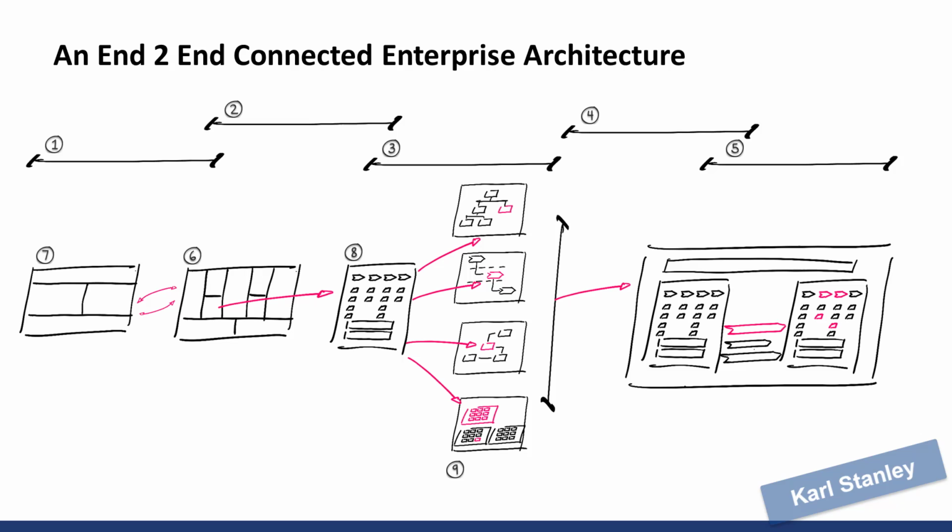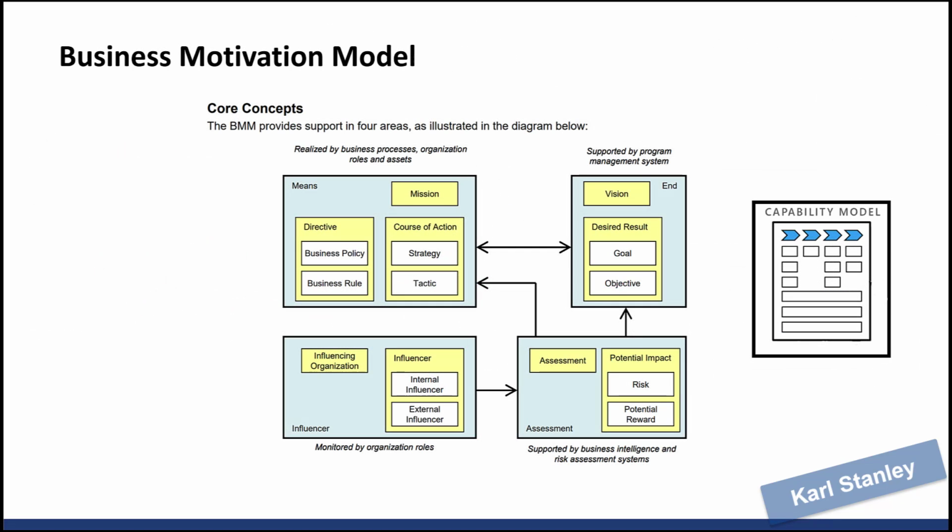Connected enterprise architecture model and the business motivation model. As a refresher, here is where we're at in our model. We're at number 7. Let's unpack this in our next slide. Business motivation model. This model was introduced by the Object Management Group some time ago and is used to unpack a company's mission, vision, strategies, goals, tactics, and objectives. So the way we read this is mission to vision, strategies to goals, tactics to objectives.